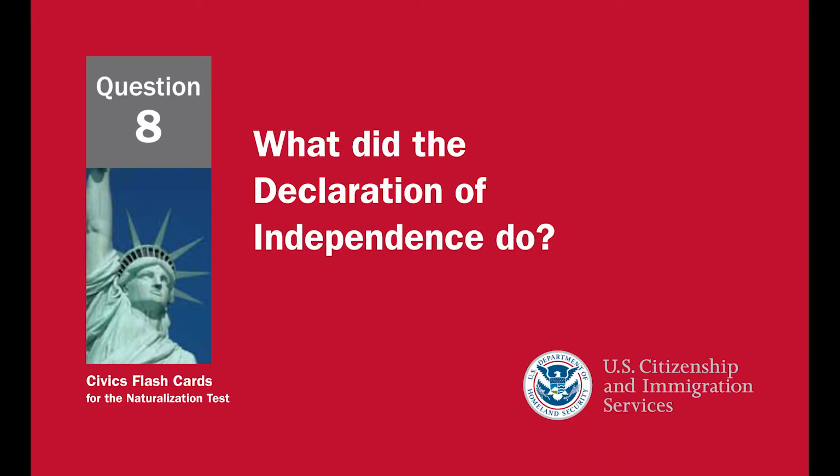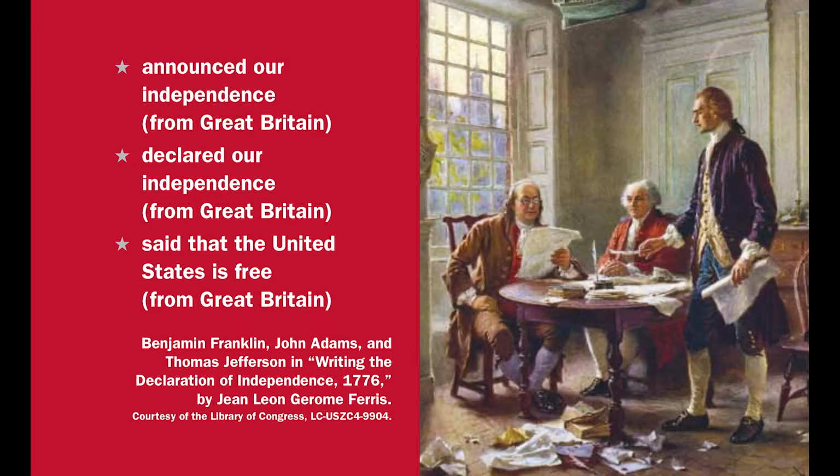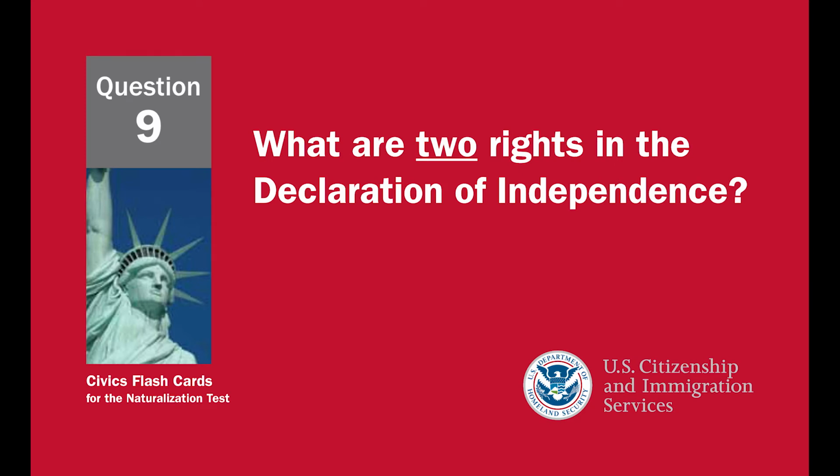What did the Declaration of Independence do? Announced our independence from Great Britain. Declared our independence from Great Britain. Said that the United States is free from Great Britain. What are 2 rights in the Declaration of Independence? Life. Liberty. Pursuit of happiness.